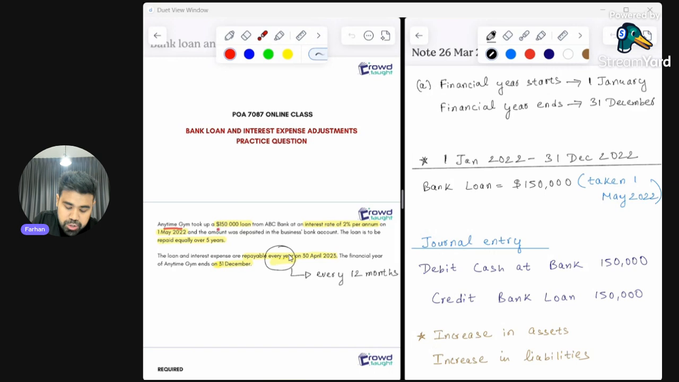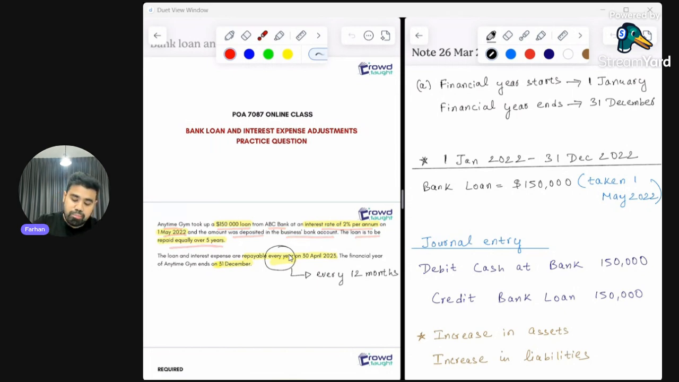Anytime Jim took up a $150,000 loan from ABC Bank at an interest rate of 2% per annum on 1 May 2022, and the amount was deposited in the business's bank account. The loan is to be repaid equally over 5 years.